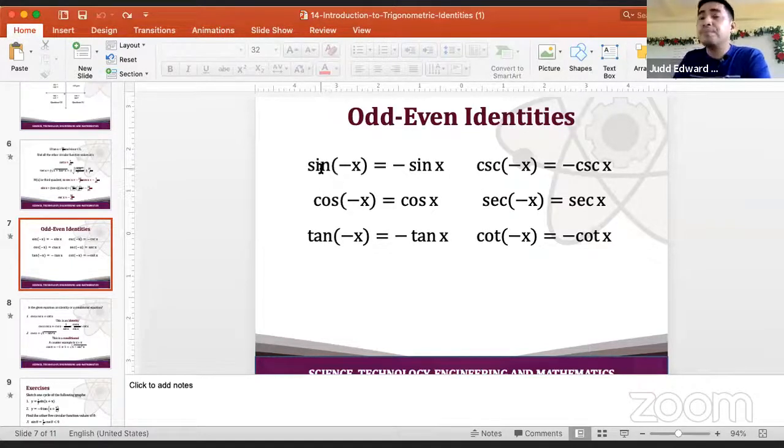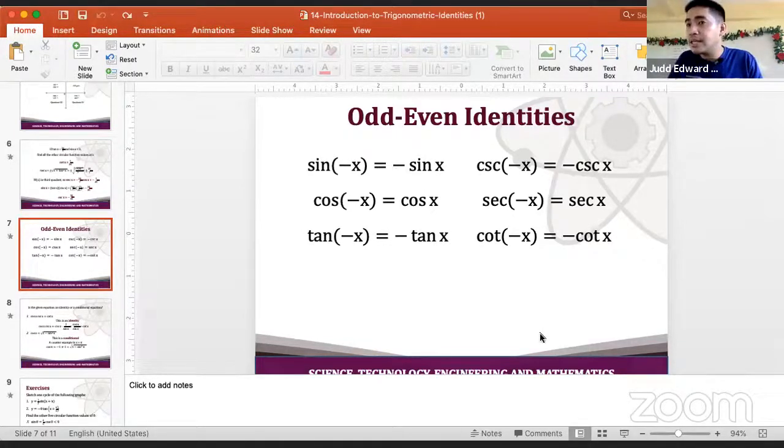So this one, sine of negative x is equal to negative sine of x, while cosine of negative x is equal to cosine of x. And tangent of negative x is equal to negative tangent of x. So makikita natin dito na it depends on the nature of the angle na kukuhanin natin yung trigonometric function niya. So tatandaan natin, for example, if you are given sine of, what is sine of negative 50?